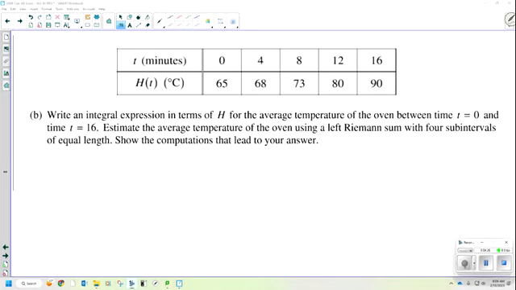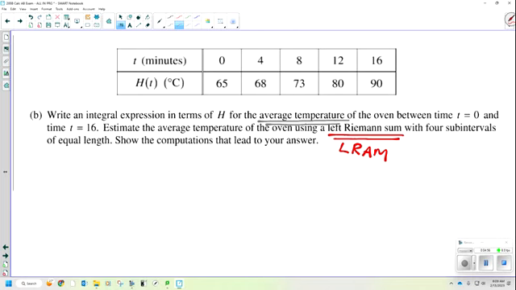3B, write an integral expression in terms of H for the average temperature of the oven between times t equals 0 and t equals 16. Then estimate the average temperature of the oven using a left Riemann sum. That is basically LRAM.